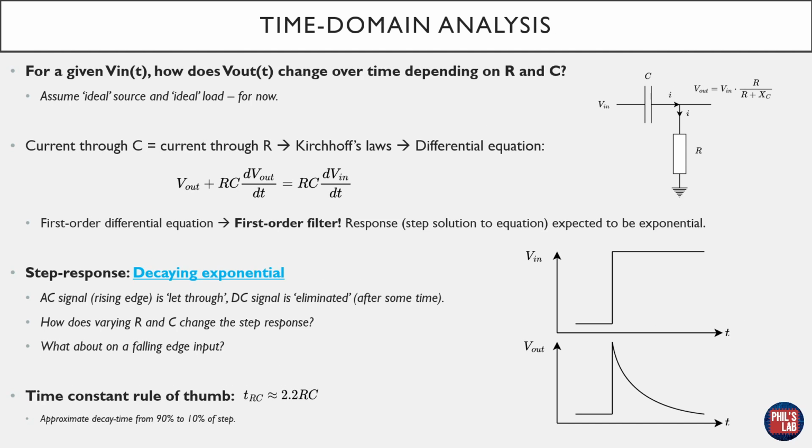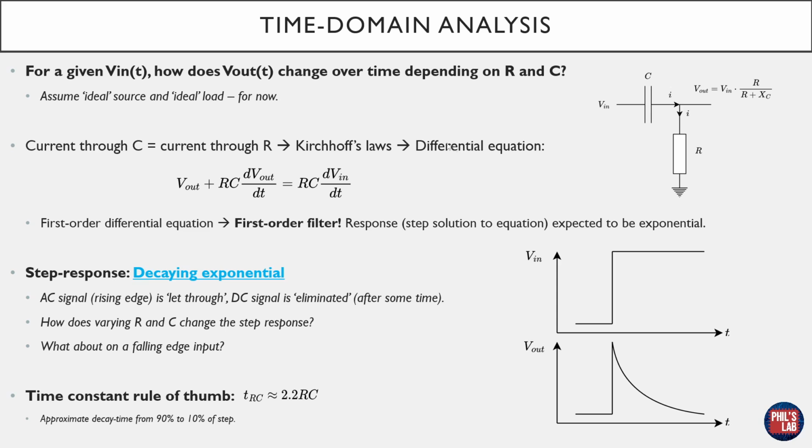Let's start off with a time domain analysis. So for a given time-varying input voltage, Vin of t, how does the output voltage, Vout of t, change over time? I want to see how this depends on R, the value of resistance, and C, the value of capacitance. For now, we will also assume we have an ideal voltage source feeding this RC high-pass filter, with no series resistance, and an ideal load, for example, a very, very high impedance scope probe.